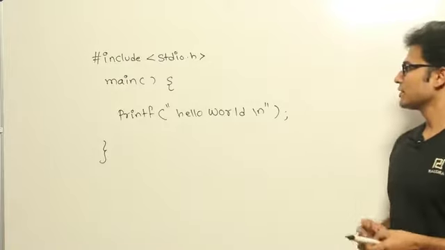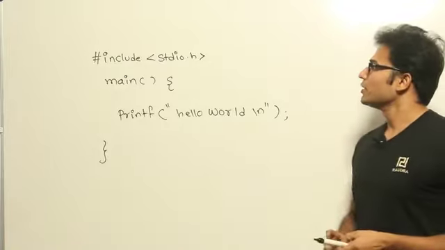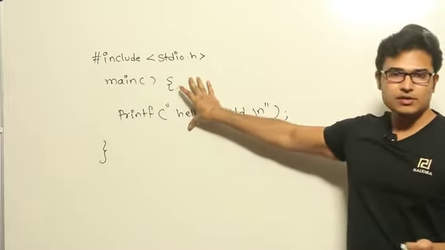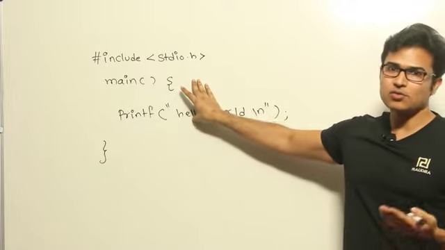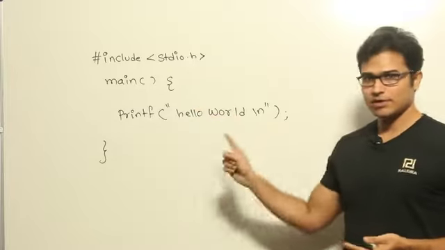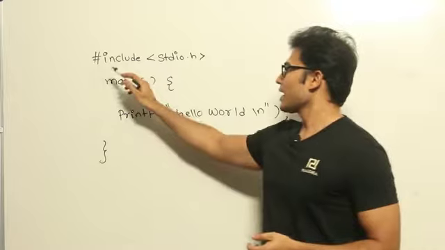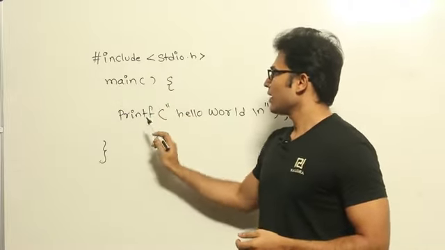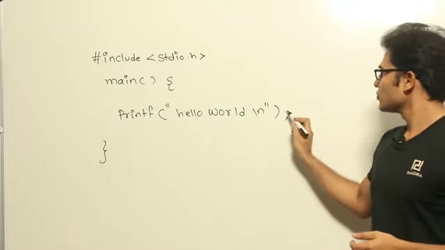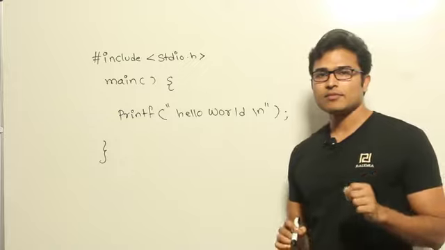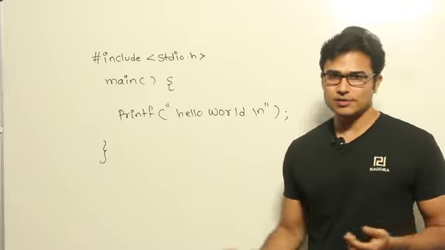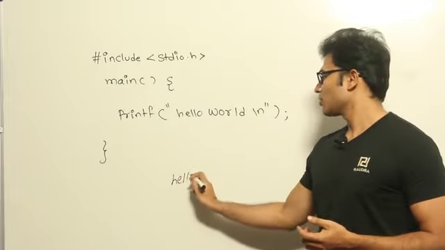We shall start off with the Hello World program. Just type this program in any editor. You can start with gedit, or if you are comfortable with the Linux environment, you can go with vi or vim, and type this entire program first. The program is #include <stdio.h>, main, then curly braces and printf hello world. Save it with any name ending with .c. Let us say you are saving it as hello.c.